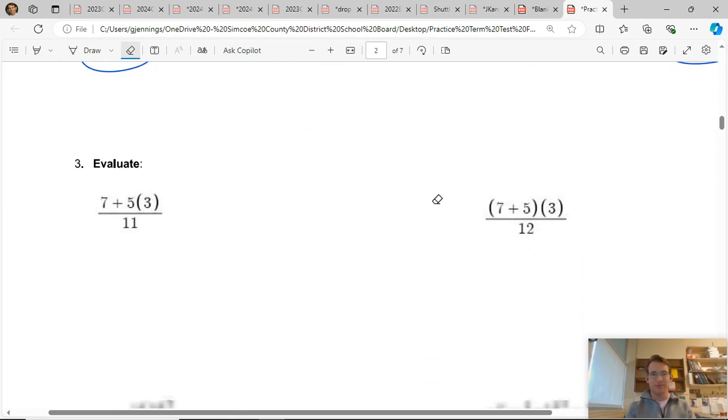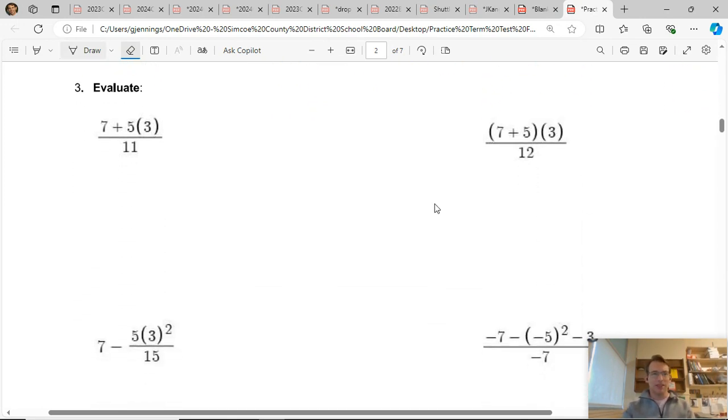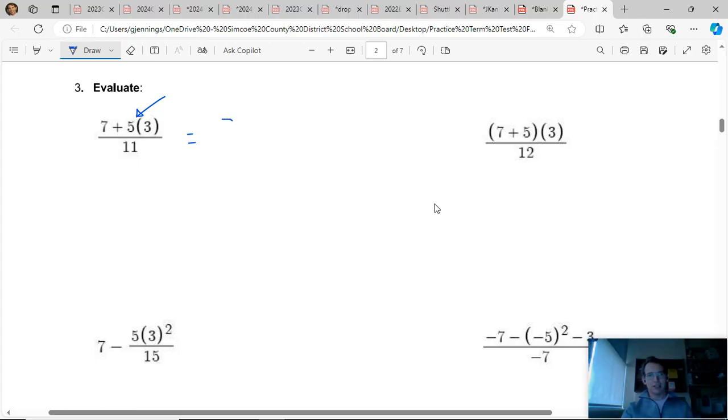Okay, let's go. All right, suppose we've got this one. Now we've got order of operations. All of these look awfully similar, but they're all different. In this one, I have to recognize that I have to do this multiplication first. So that's 7 plus 15. That's 5 times 3 divided by 11. Oh, that's 22 divided by 11.